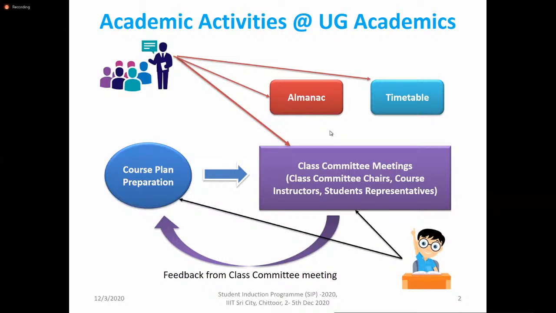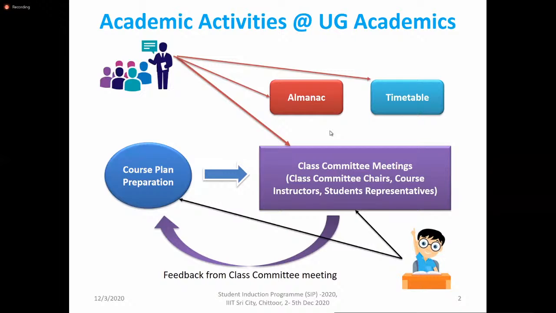Some courses are basic courses, some are institute electives, some are program electives. There are different types of courses, so the course plans may already be with the faculty, but they get updated with industry requirements and different factors. Let's say if a course needs more revision, the course plan gets updated before the semester begins.